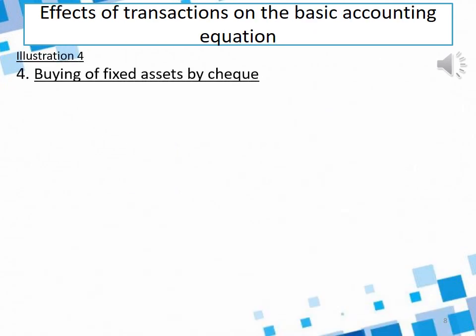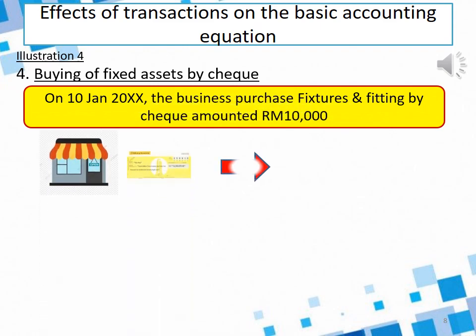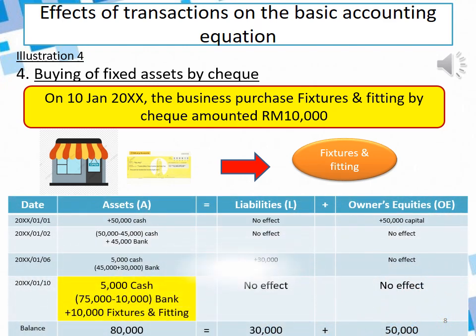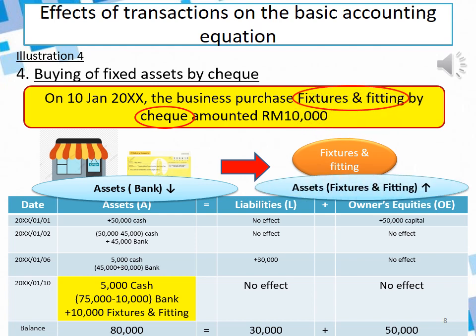Next. Illustration 4. Buying of fixed assets by check. Example, on January 10, 20XX, the business purchased fixtures and fitting by check amounting to Rm10,000. For this transaction, the changes only happen in assets, as this transaction affects the value of assets only because both fixtures and fitting and the cash at bank are classified under assets. When the business bought fixtures and fitting by check, the business cash at bank will decrease while the value of fixtures and fitting increased.